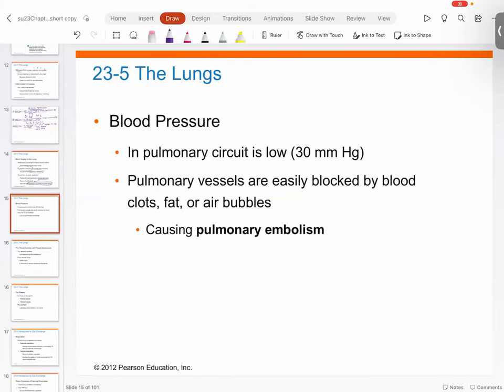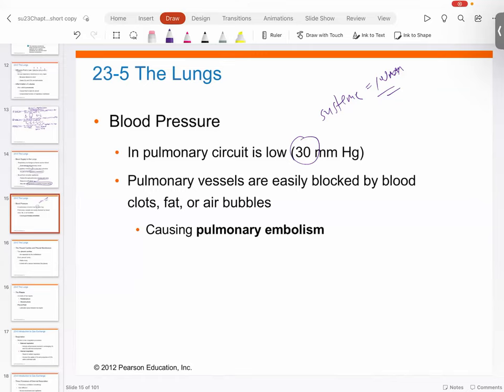The blood pressure then in your pulmonary circuit is a lot lower than your systemic. It's only 30 millimeters of mercury. Remember what the systemic one was? Systemic was 100. So that just basically tells you that it's a lower pressure point, because you're just going next door to each of the pleural cavities. And so you don't need a ton of that, right? So generally speaking, when you're taking a look at these pulmonary pressures, it's low pressure anyway.